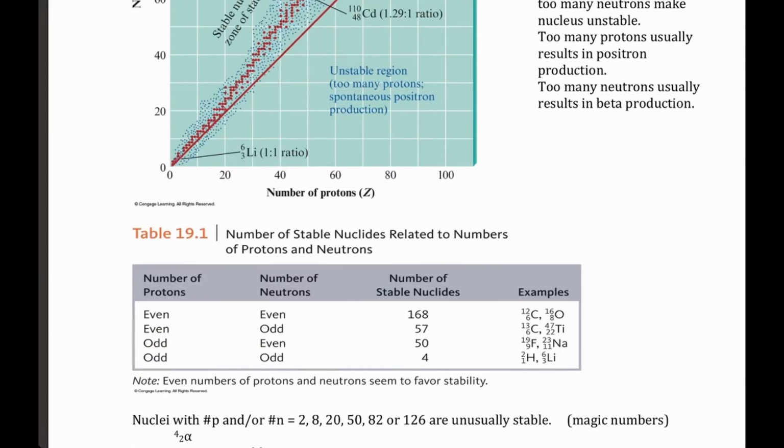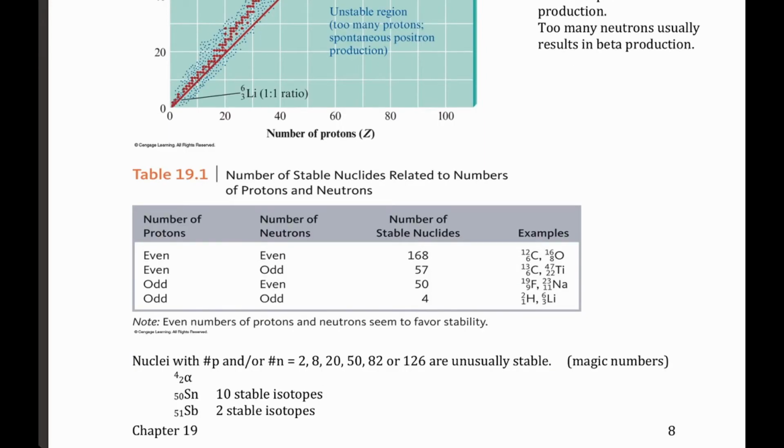And this is showing that if we have an even number of protons and an even number of neutrons, we tend to have lots of stable nuclides, stable isotopes. If one is even but the other is odd, there are fewer stable isotopes. If both are odd, there are very few stable isotopes. These have to do with magic numbers, sort of like we had magic numbers when we look at electrons.